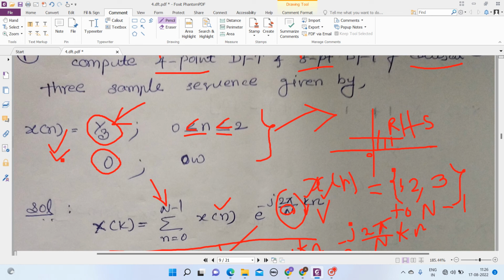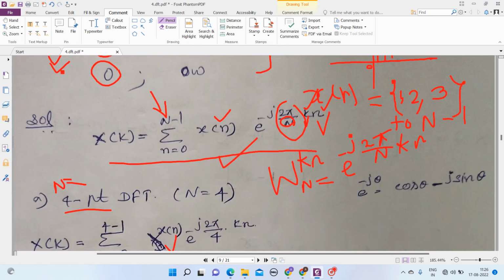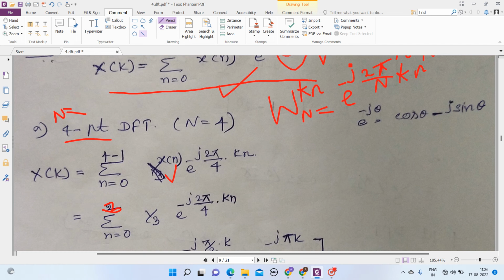Here they have given the equal symbol: 0 is less than or equal to n and n is less than or equal to 2. So n lies between 0 and 2, inclusive. For 0, 1, 2, the magnitude or amplitude is 1 by 3. If n is greater than 2 or less than 0, it is 0. That's why, instead of 3, I have written 2 here, because if it is 3, the magnitude is 0.